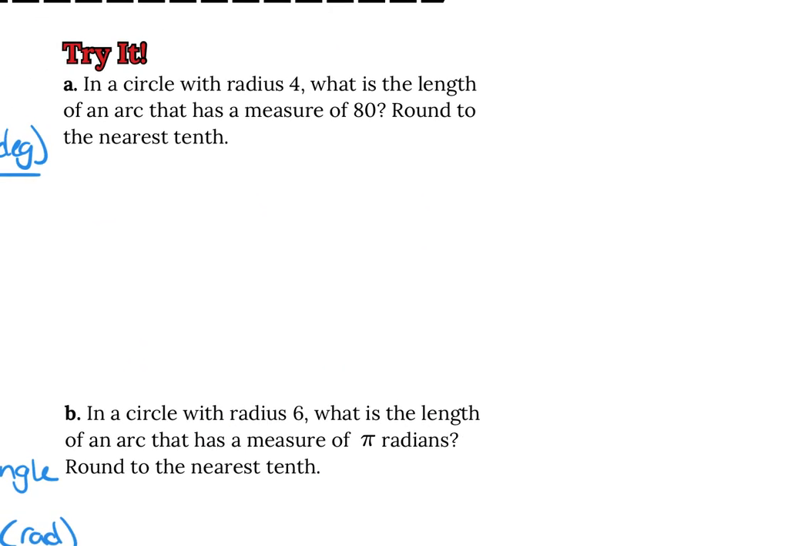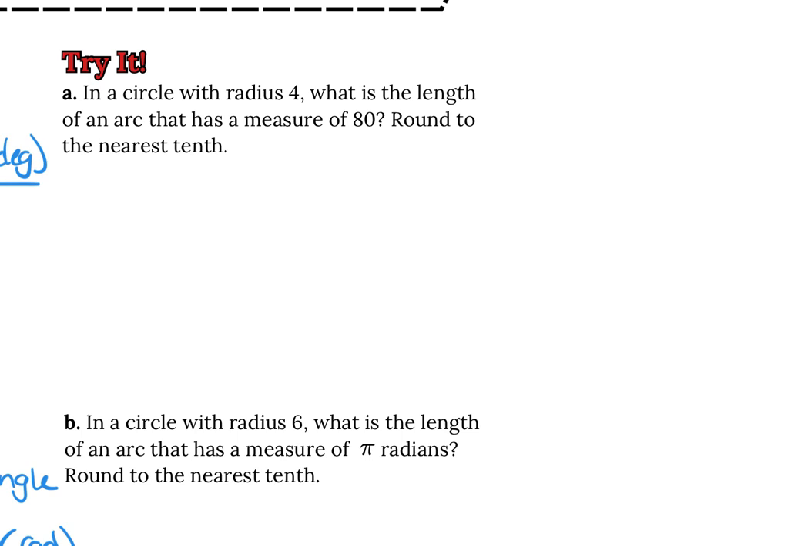So now they're telling us we have a radius of 4. What is the length of an arc that has a measure of 80? And we want to round to the nearest tenth. Okay, so we're going to use that formula that we just came up with for our degrees. So our S equals N over 360 times 2 pi r.